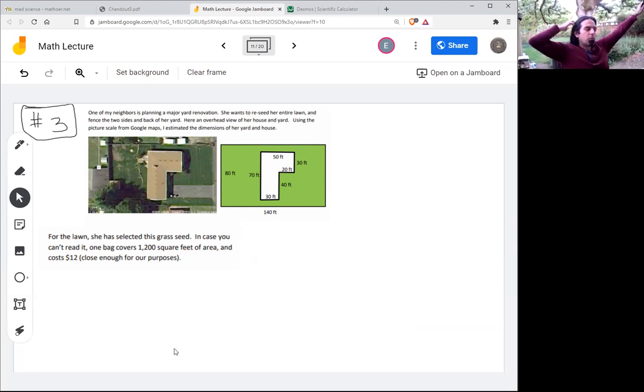So your job first is to sort of mentally picture, how do I get the light green area? I obviously need to find the big rectangle and subtract the house, but there's more than one way to do that kind of thing. So think about what you would do, and then we'll share our ideas in just a moment.